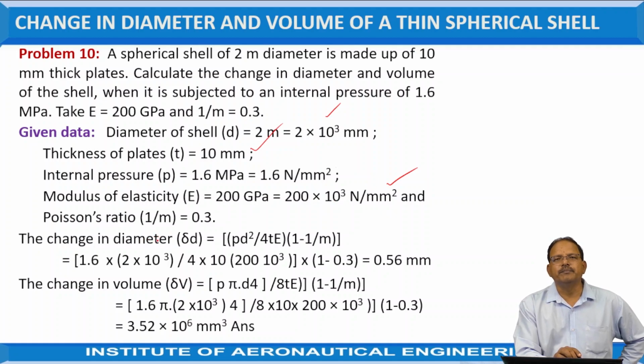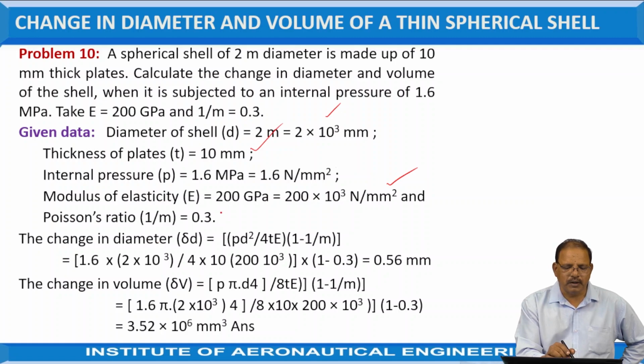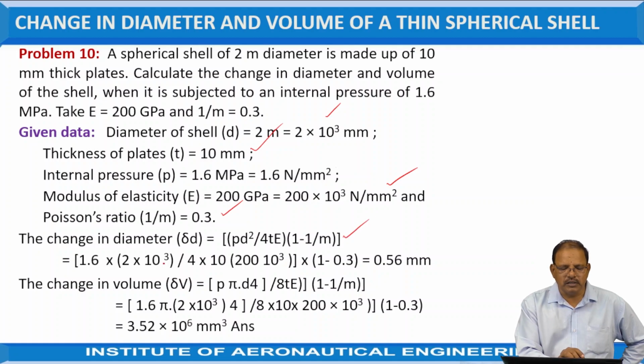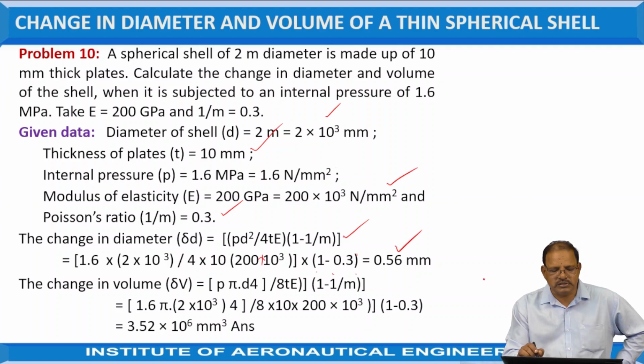Poisson ratio is generally represented as 1 by m. According to the problem, this Poisson ratio is equal to 0.3. The change in diameter is equal to Pd squared divided by 4tE into (1 minus 1 by m). Here P is equal to 1.6, D is equal to 2 into 10 to the power of 3, divided by 4 into t, the thickness, and E is equal to 200 into 10 to the power of 3, into (1 minus 0.3). Substituting the values, we get 0.56.